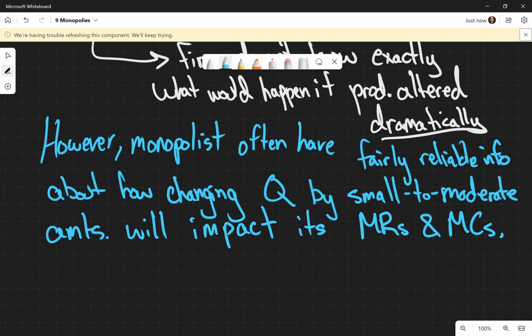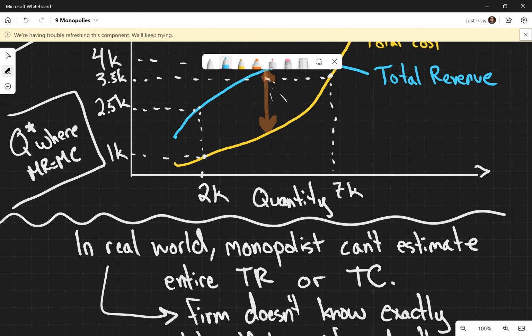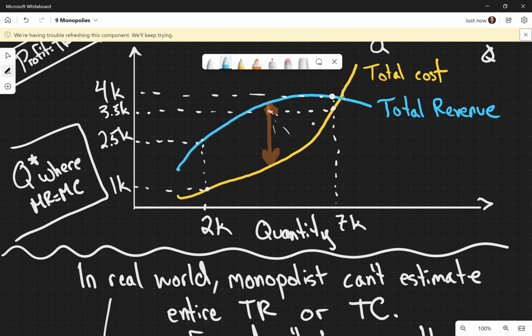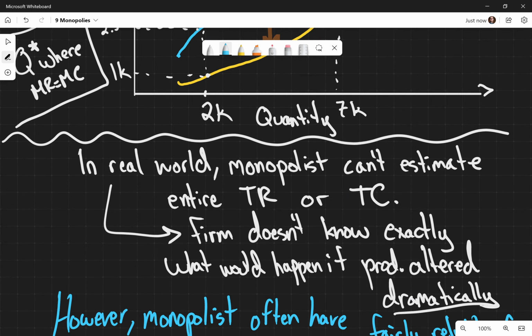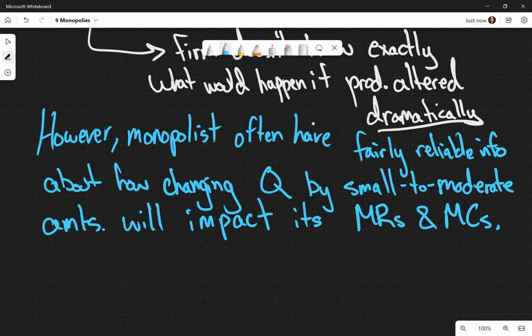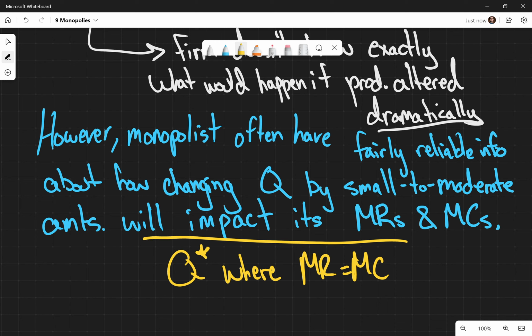So at the end of the day, the monopolist is going to be, in order to find this point right here, in order to find this point where it's the maximum amount between the two, we are going to use the marginal revenue and the marginal cost. And again, we're going to use this profit maximization rule, not optimal allocation. Optimal allocation is a whole different thing. That Q star is where the marginal revenue equals the marginal cost.